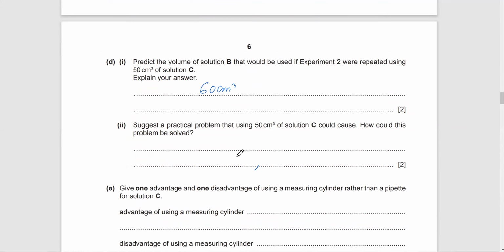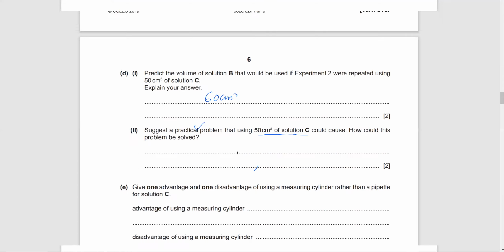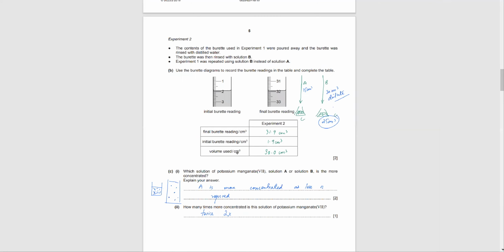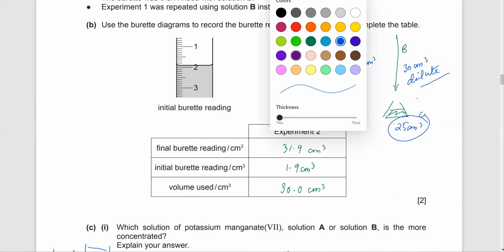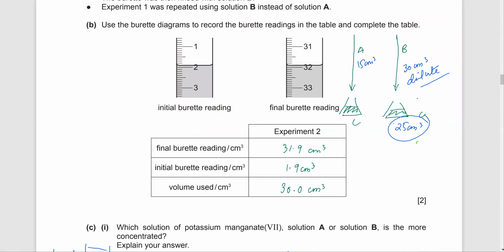Suggest a practical problem that using 50 cm cube. Now this one is slightly tricky. Why would using 50 cm cube of solution C cause a practical problem? And how could this problem be solved? Mahad, Sidra, Saad, any idea? Let me state the problem again: he's using 50 cm cube of C now. So from the top, how much would be added from the burette? 60 cm cube would be added, right?